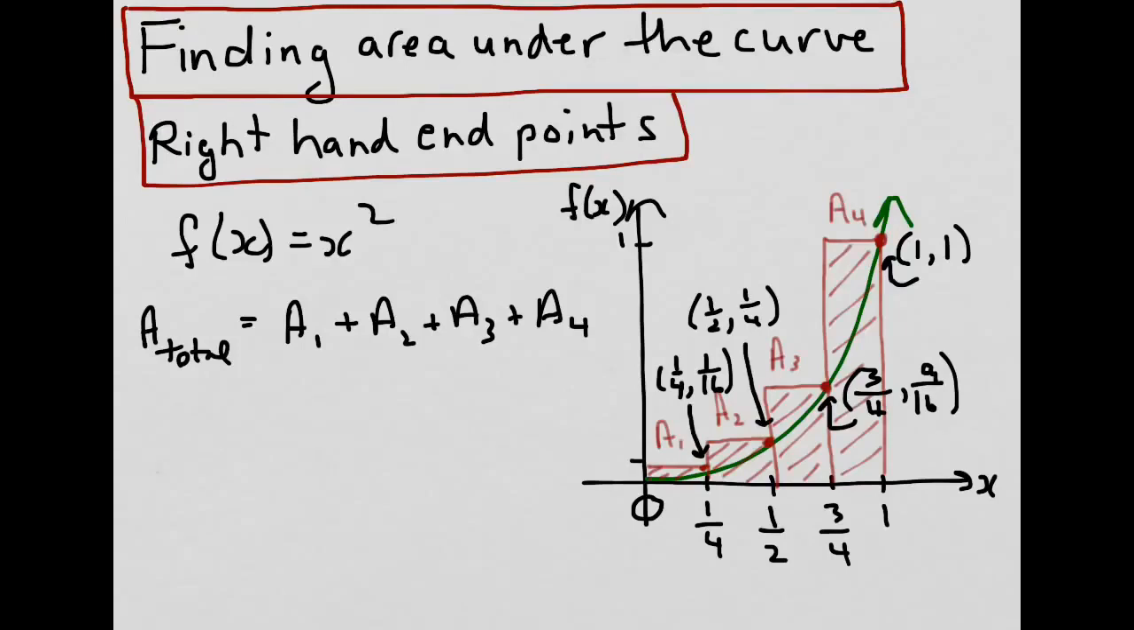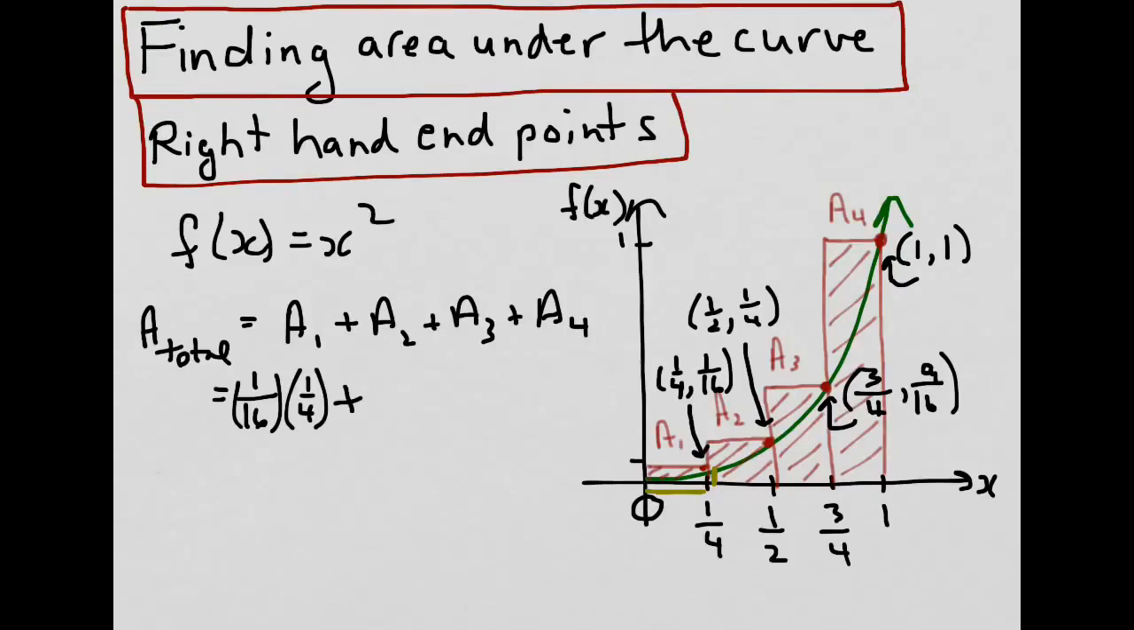Okay, now we can go ahead and figure out the areas of each of the 4 rectangles. So the area for the first rectangle would be length times width, or height times width if you prefer, which would be this distance here, which is the height, and this distance here, which is the length. So we would end up with the height being 1/16 and the width being 1/4.